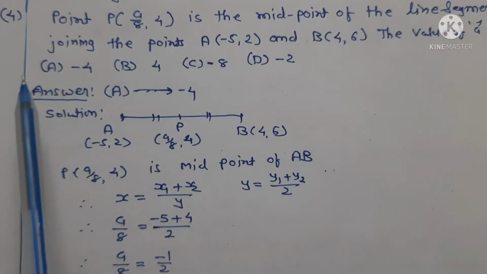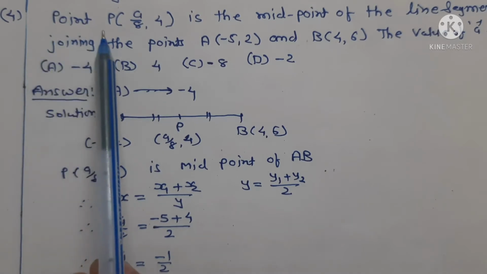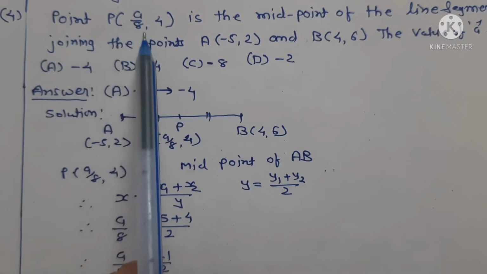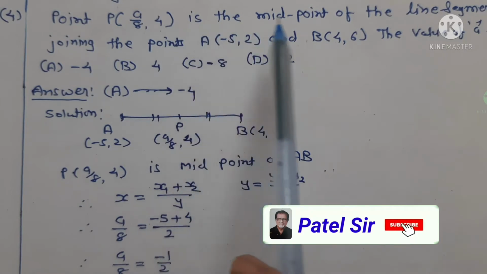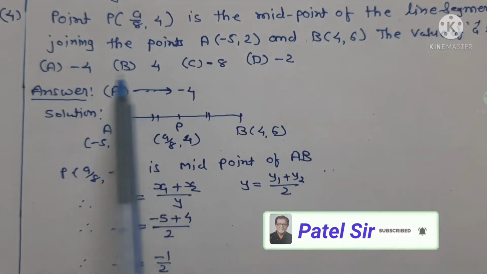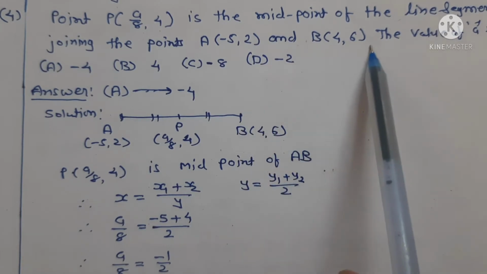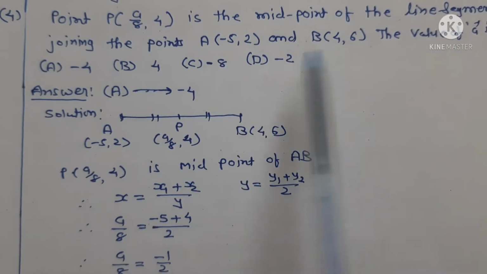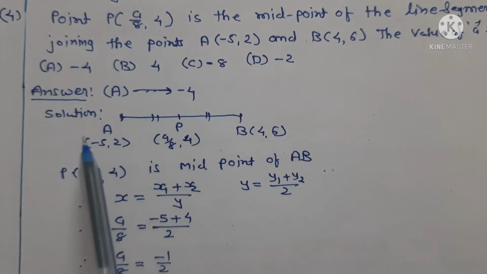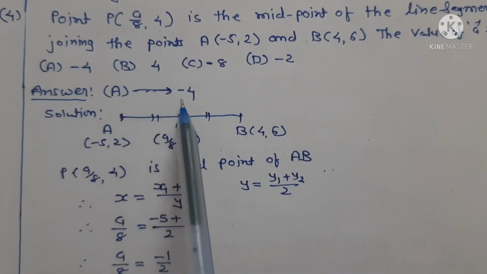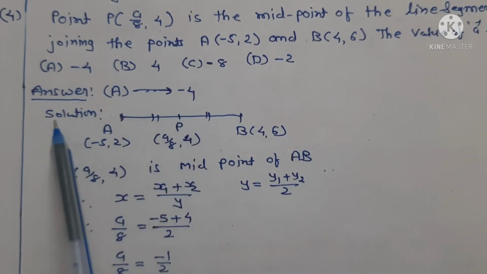Now we start question number 4. Point P, a upon 8, 4 is the midpoint of the line segment joining the points A minus 5, 2 and B 4, 6. Find the value of a. Here options are given. So here the answer is A, minus 4. Now we start the solution.